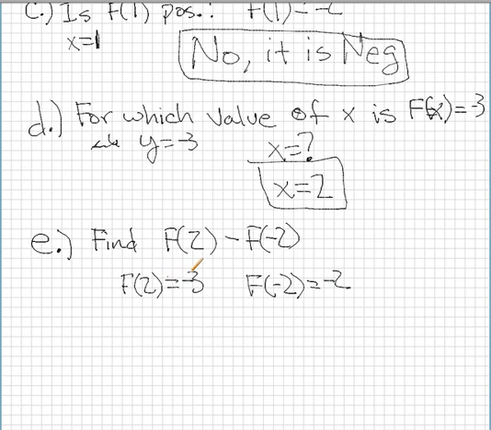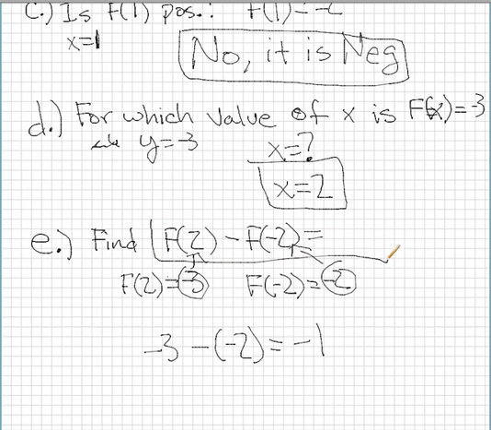So we're going to substitute these numbers in to each one of these. So what we get is -3 minus -2. And that is going to equal -1. So this up here is going to equal -1.